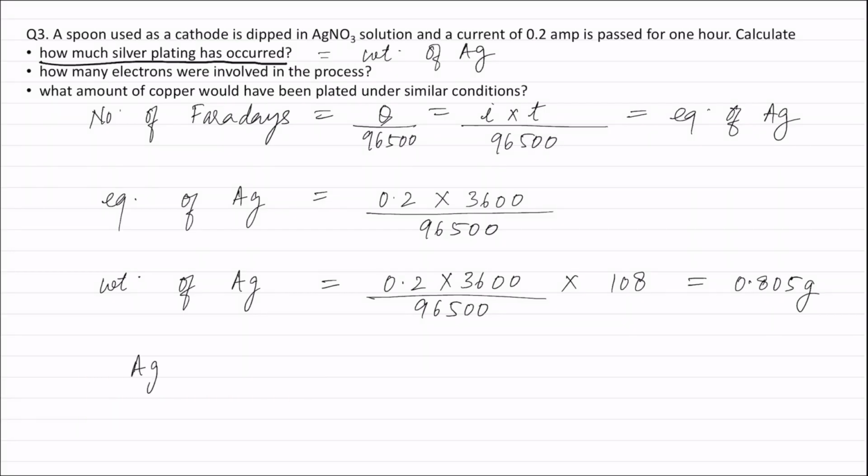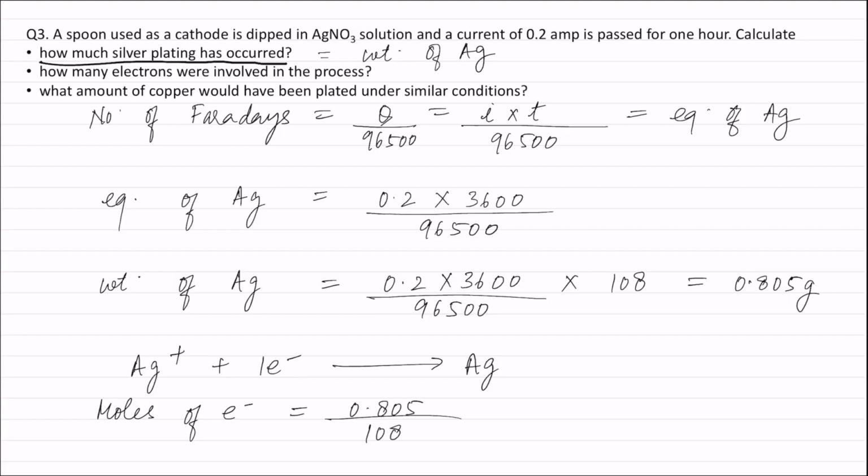Now the second part of the question, how many electrons were involved in the process? Now 1 mole of silver ion will accept 1 mole of electrons to form 1 mole of silver. Therefore, moles of silver is equal to moles of electron. Therefore, moles of electron is equal to moles of silver, which is equal to 0.805, that is weight of silver, divided by atomic weight of silver, that is 108. Therefore, moles of electron is equal to 0.805 divided by 108 moles.